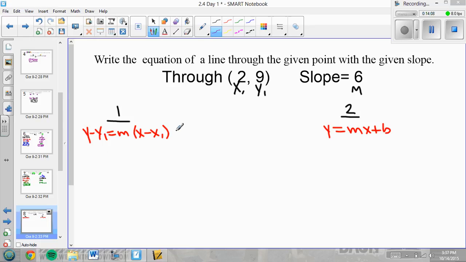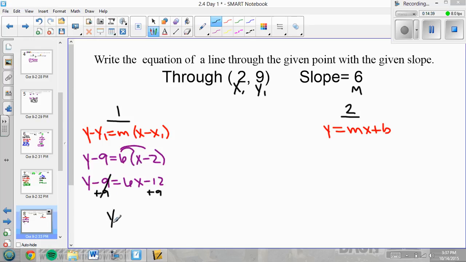Okay, so if you chose the first method, we're going to go over both, but we'll do the first method first. We can plug in the information they give us, so y minus 9 equals 6 times x minus 2. So just plugging in what they give us. We can distribute our 6, so y minus 9 equals 6x minus 12. To get the y by itself, we want to add 9. So we know y equals 6x minus 3. So we have it in slope-intercept form.